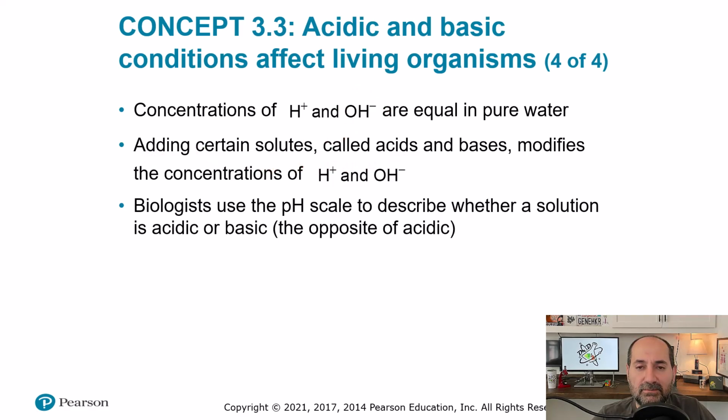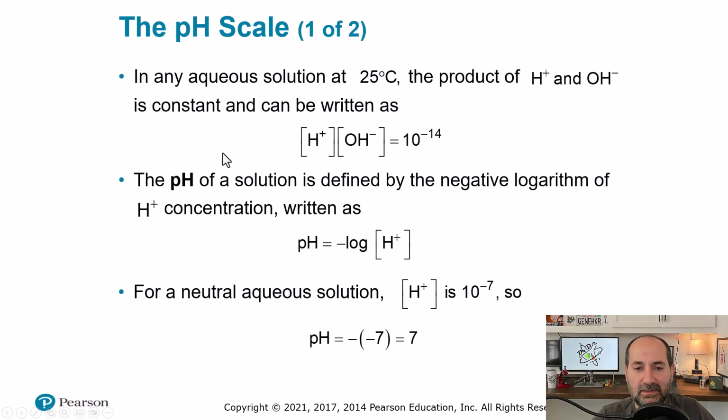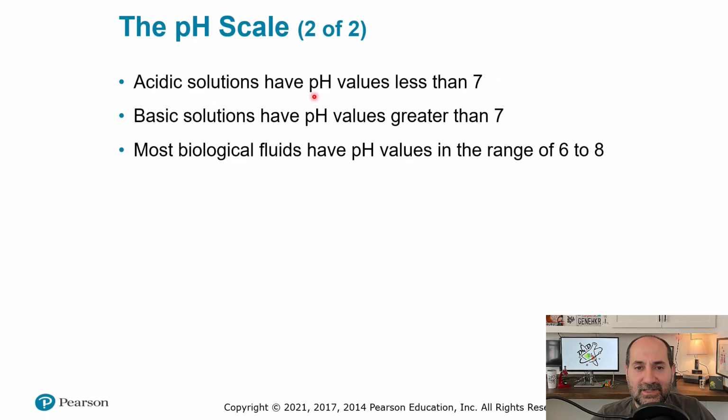If a solution is acidic, it has a high concentration of protons. If a solution is basic or alkaline, it has a very low concentration of protons. An acid is a substance that increases the proton concentration of a solution, while a base is a substance that reduces the proton concentration of the solution. Acids have pH less than 7, so acids are pH 1, 2, 3, and such. Bases have pH higher than 7, so 12, 13, 14, these are bases.